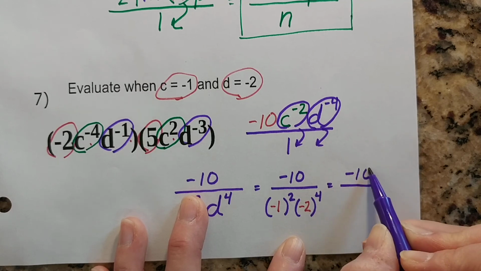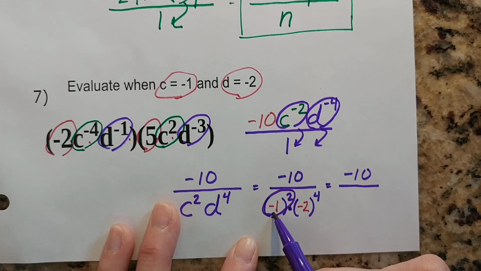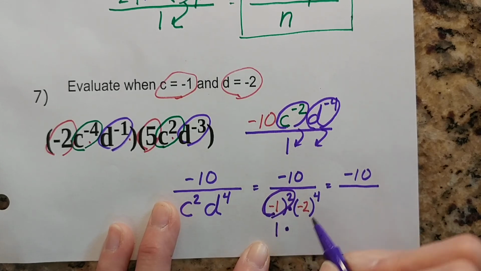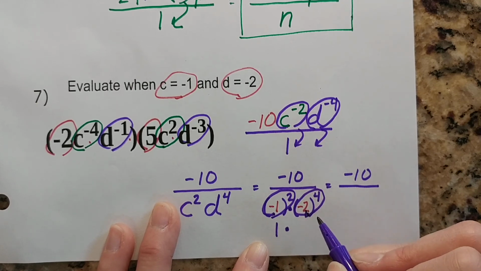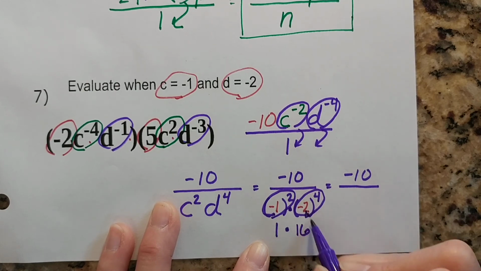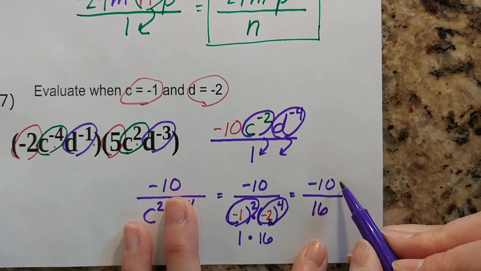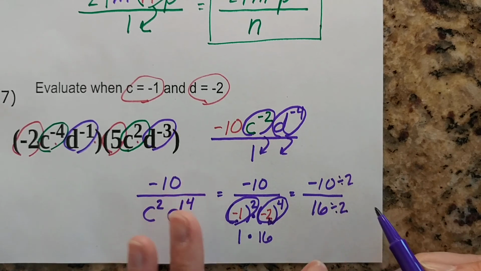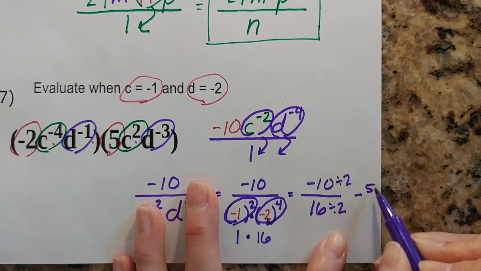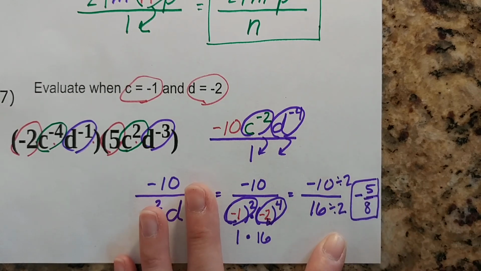Let's see what we get. Down here we're multiplying these two together. Negative 1 to the 2nd power is negative 1 times negative 1. That's just 1. And negative 2 to the 4th power, negative 2 times negative 2 times negative 2 times negative 2. I think that's 16. So down here in the denominator, I have 1 times 16, which is 16. Now we can simplify, because you know that a 10 and 16 are both divisible by 2. So it looks like our final answer is going to be negative 5 over 8. Negative 5 over 8. There we go.